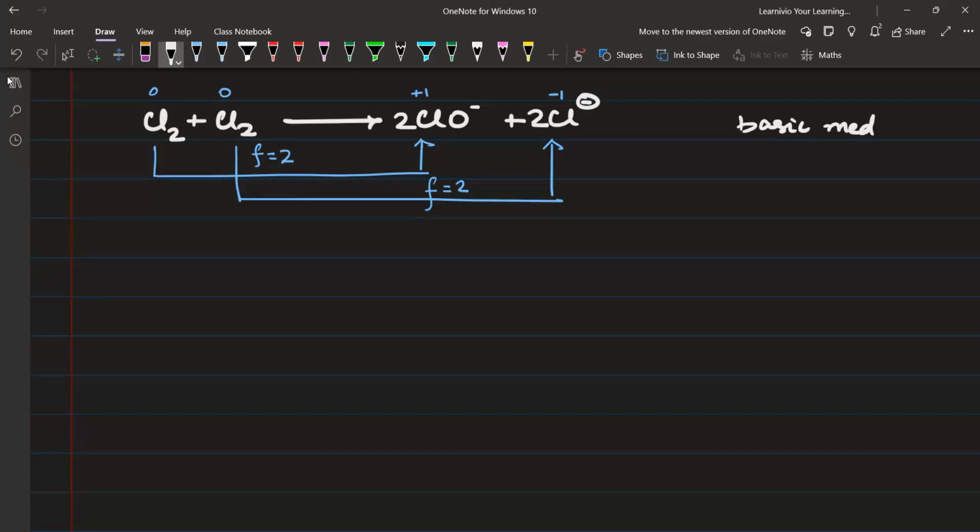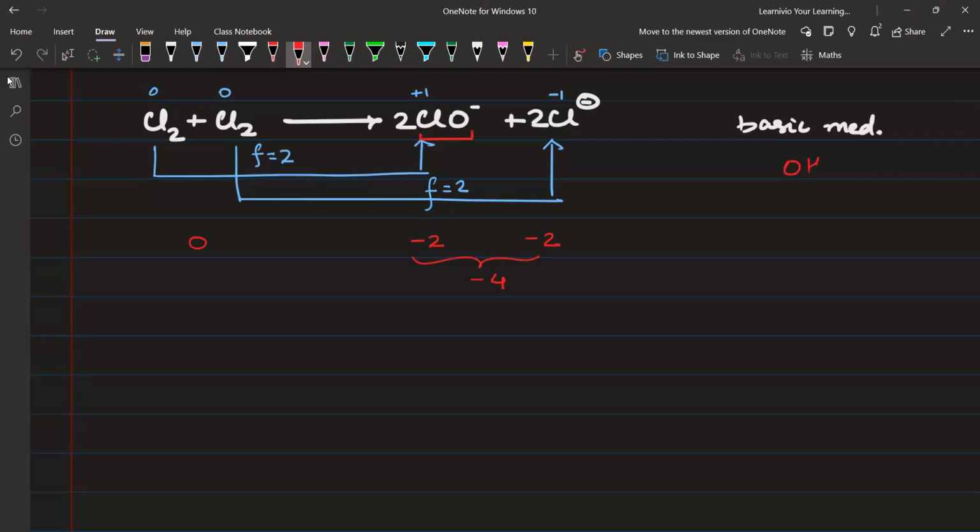Now this will be in basic medium, I suppose. The basic medium में है. Now what is the overall charge in the reactant side, Cl2 is having no charge, so 0. Here we have -2 charge, because ClO has a negative charge, Cl also has a negative charge, right? ClO, it is negative and it is 2 times, -2. Cl, it is negative, it is 2 times, -2. So overall we have -4.